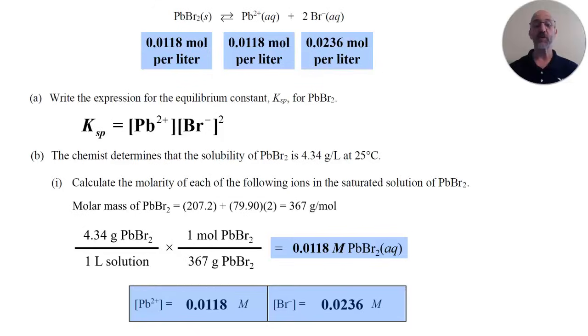So we're almost done with question 1. We have come up with the Ksp expression for part A. And then in part B I, we have converted grams per liter for the saturated solution of lead bromide into moles per liter for each ion. So now let's finish off part B.